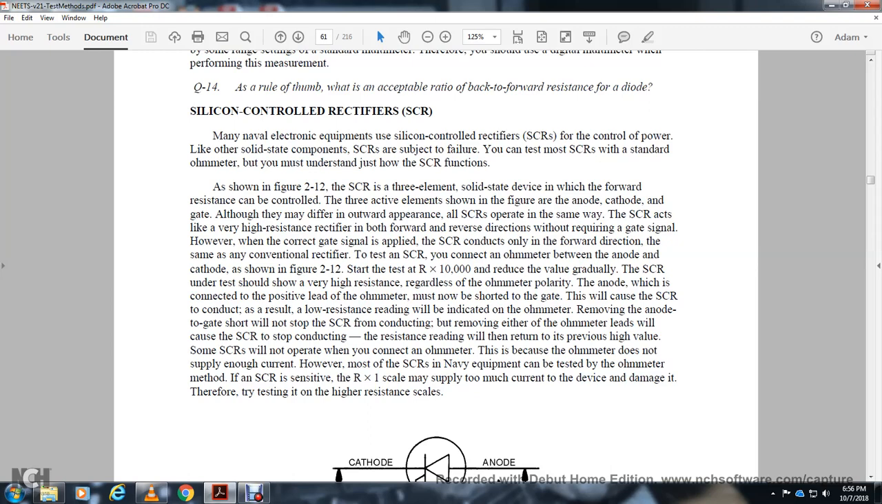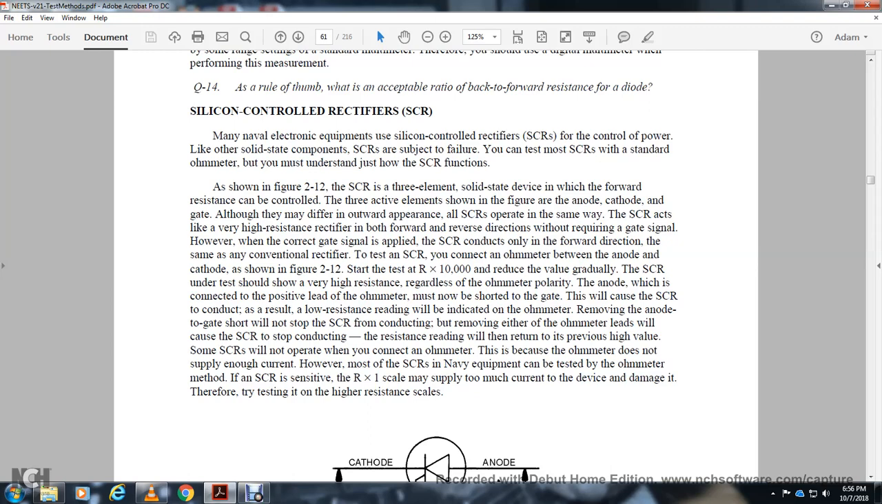As shown in figure 2-12, the silicon controlled rectifier is a three element solid state device whose forward resistance can be controlled. The three active elements shown in the figure are the anode, cathode, and gate. They differ in outward appearance. The silicon controlled rectifier operates the same way, like a very high resistance rectifier in both forward and reverse directions, requiring a gate signal. However, when the correct gate signal is applied, the silicon controlled rectifier conducts in the forward direction.